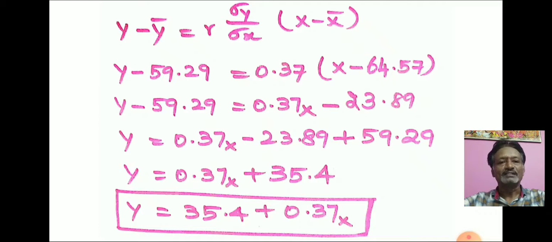So y equal to 0.37x minus 23.89 plus 59.29. Here we have taken minus 59.29 from the left hand side to the right hand side. So the equation is y equal to 0.37x plus 35.4. In the original form, y equal to 35.4 plus 0.37x. So this is the regression equation of y on x.